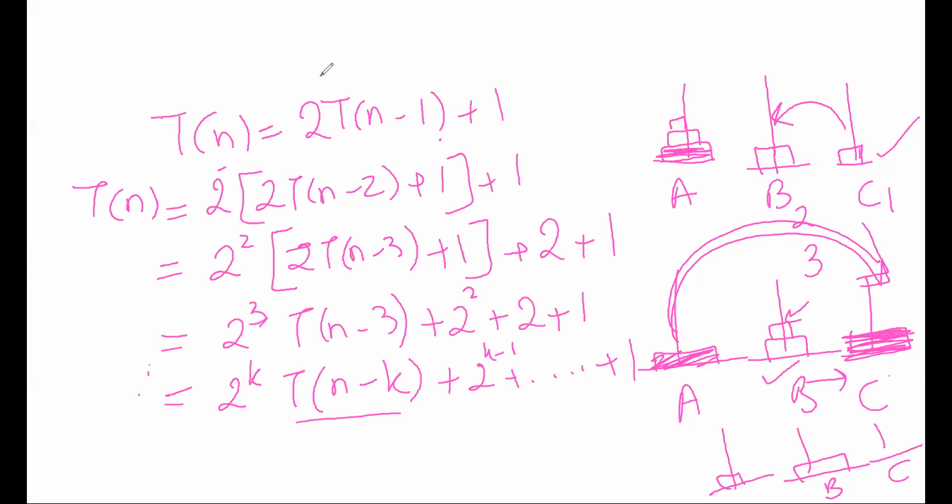Now put n equal to k. So you get T of 0. Let T of 0 be 1. So you get 2 to the power n plus 2 to the power n minus 1 plus so on, which is a summation of the geometric progression. So this is the answer.